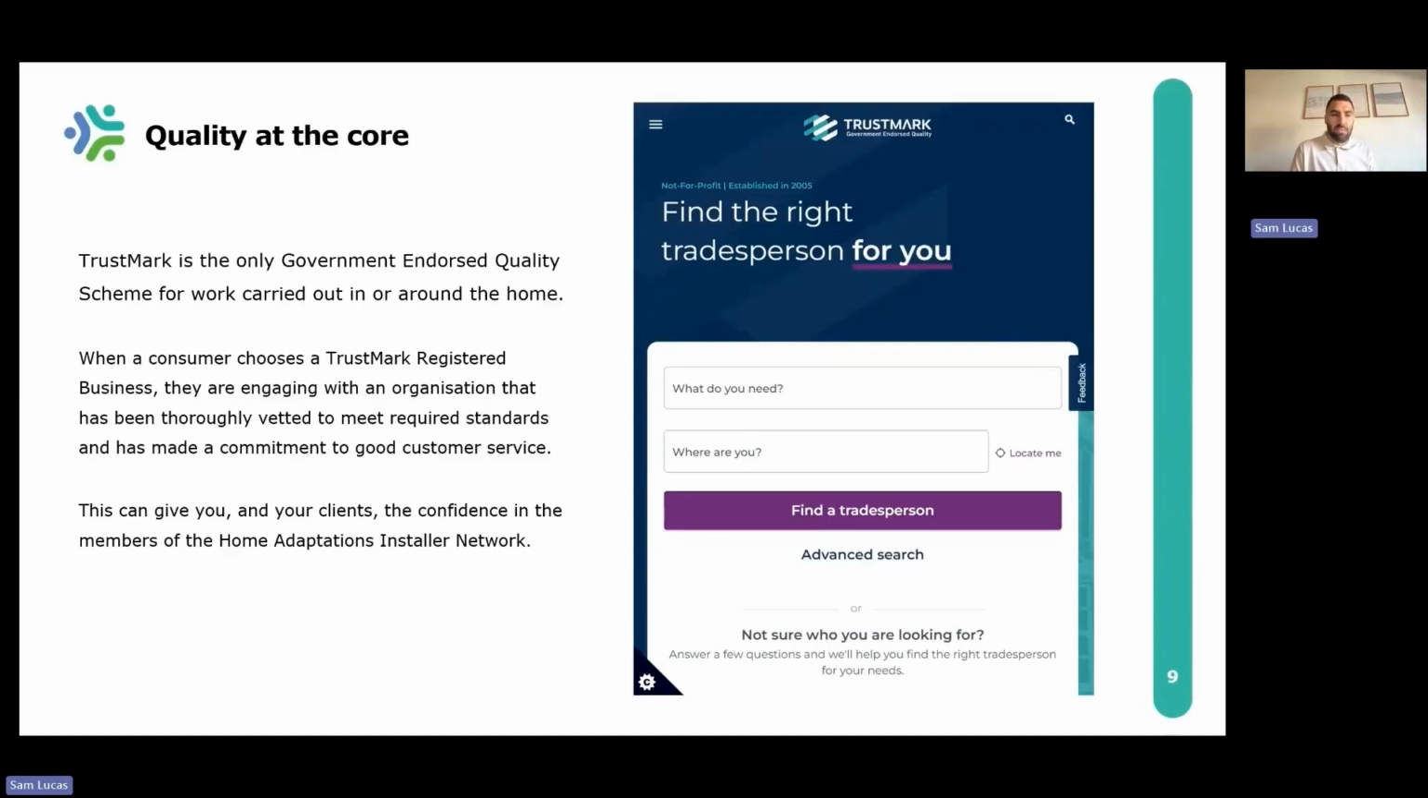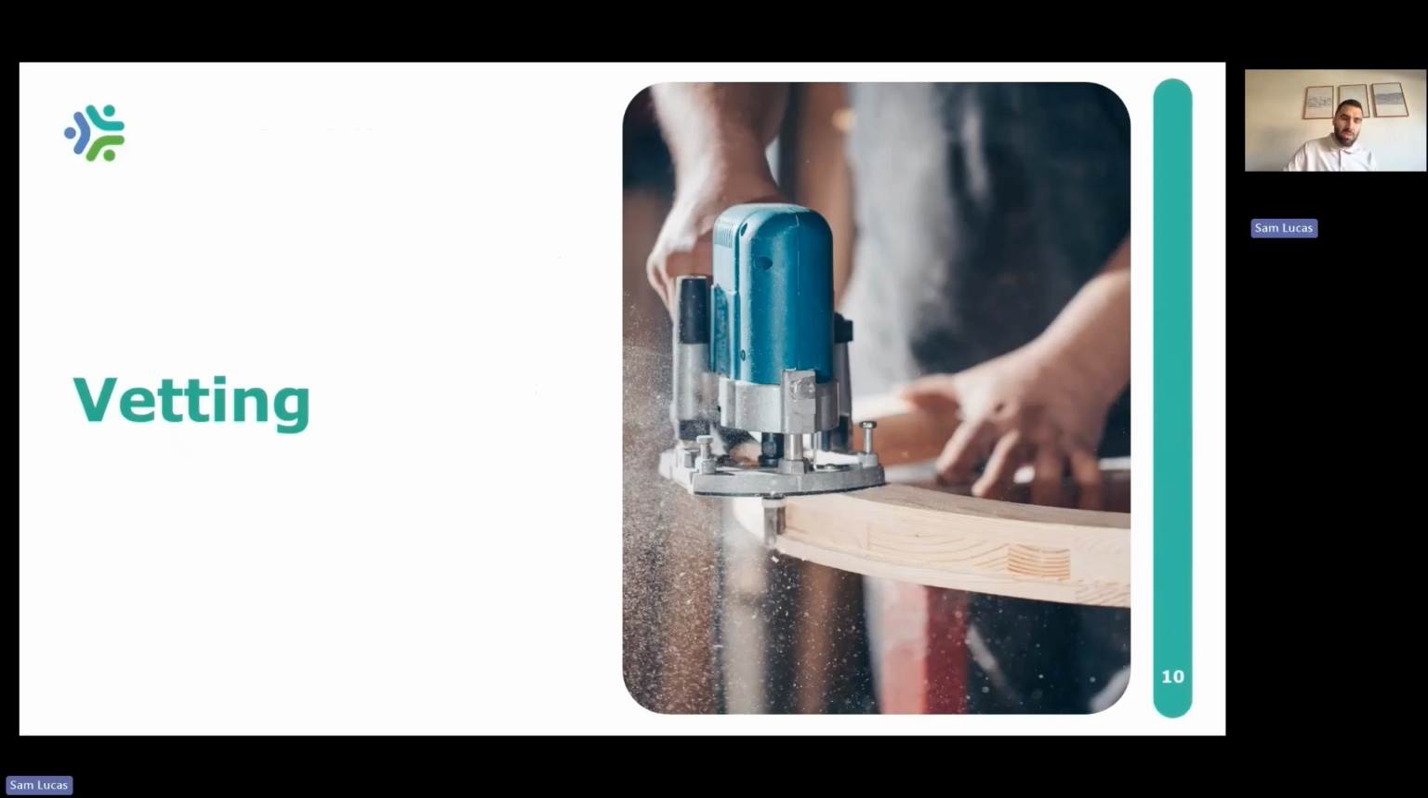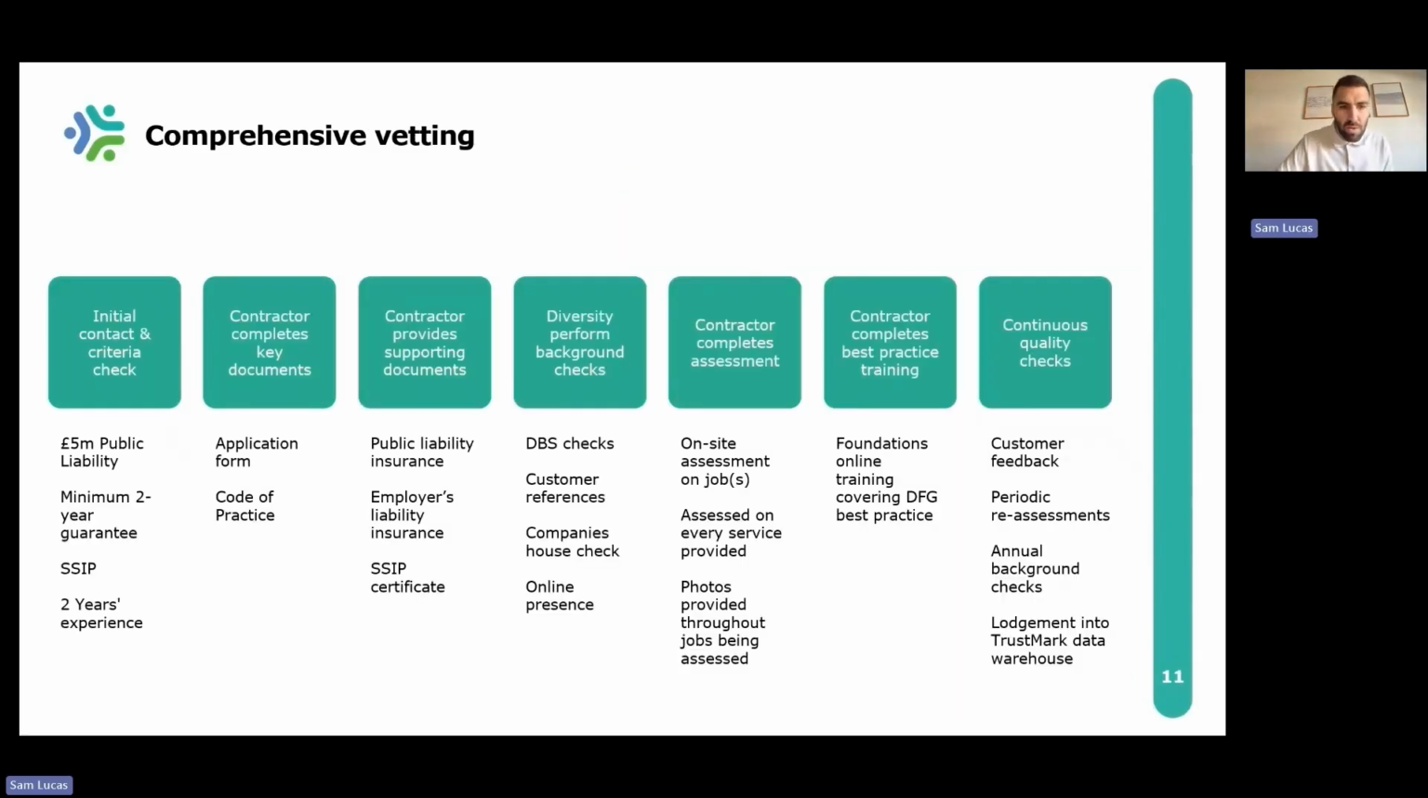So A, it allows us to give that benefit to the contractor, but B, it really holds us to a standard as a company to meet, not only these government standards, but we take these government standards and build on that to make it specific to the home adaptation space, which really brings us nicely onto our vetting criteria.